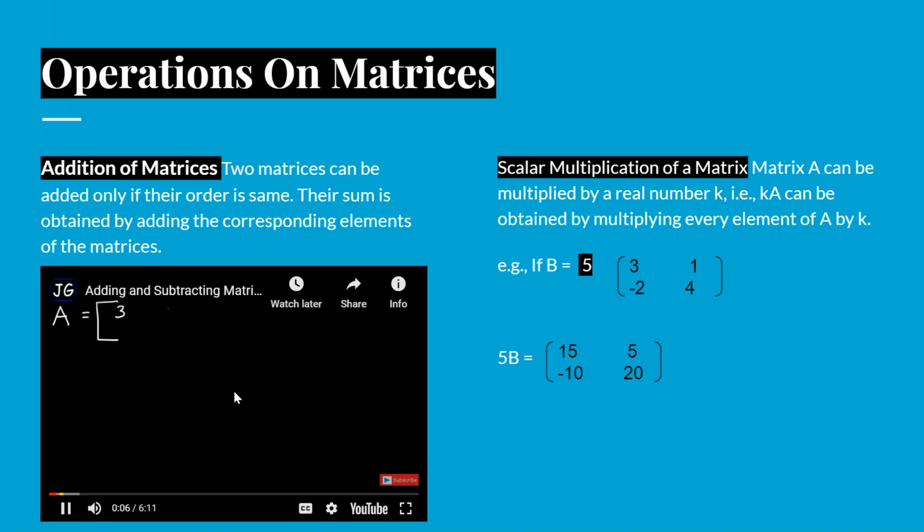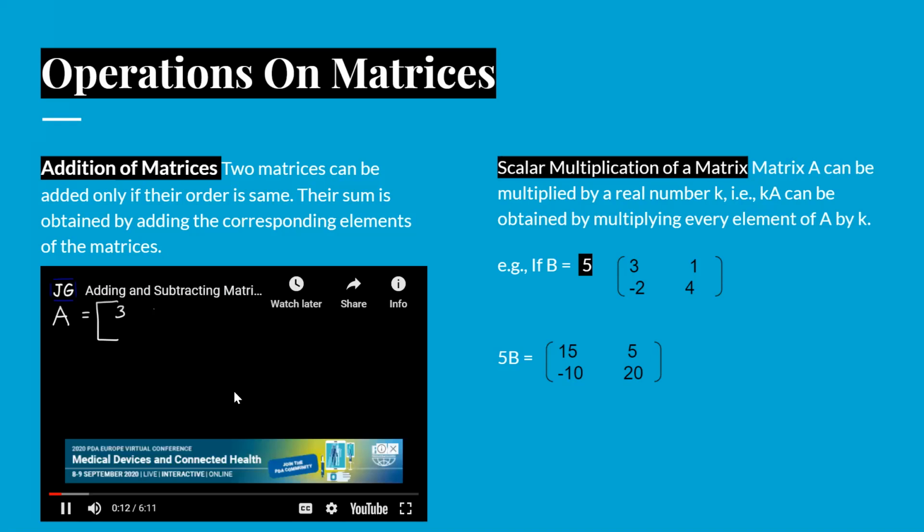So let's see one example. Suppose we have a matrix A with elements 3, -4, 8 and 5, and we could have another matrix B which has some more values. When we add those matrices, we just need to add the corresponding elements.